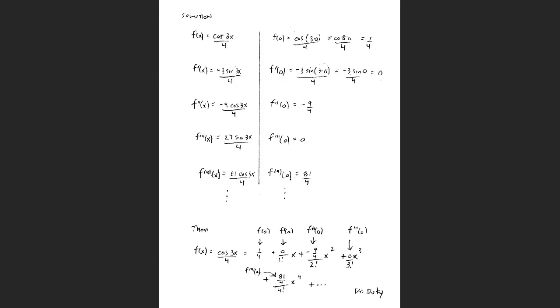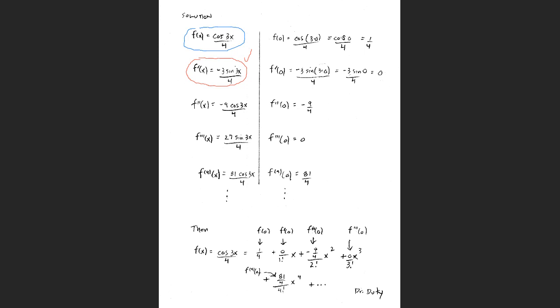All right, so here's my function, cosine of 3x divided by 4, and I'm going to take the first derivative. The first derivative is negative 3 sine of x over 4. Now, what property in calculus did I use to determine that first derivative? The chain rule. That's right, Renat. All right, the chain rule, very good.